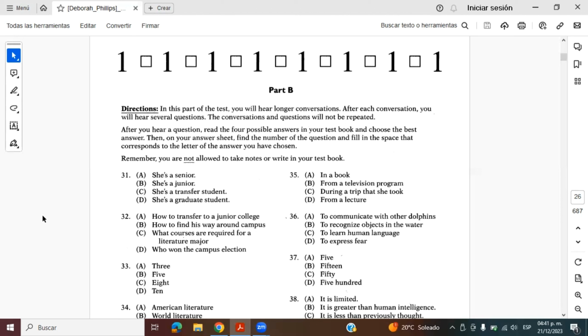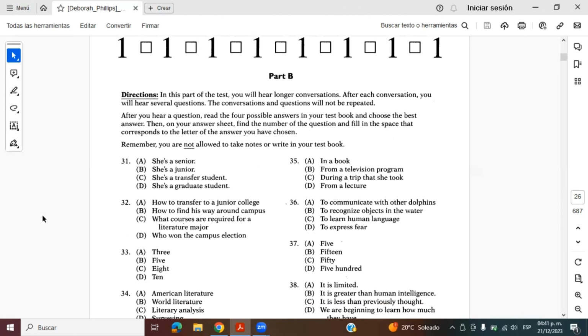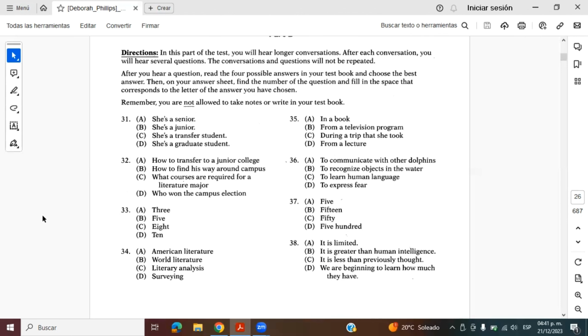After you hear a question, read the 4 possible answers in your test book and choose the best answer. Then, on your answer sheet, find the number of the question and fill in the space that corresponds to the letter of the answer you have chosen. Remember, you are not allowed to take notes or write in your test book. Now we will begin Part B with the first conversation.